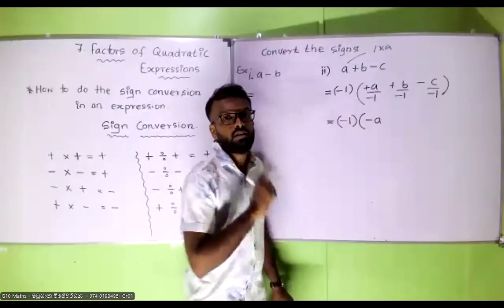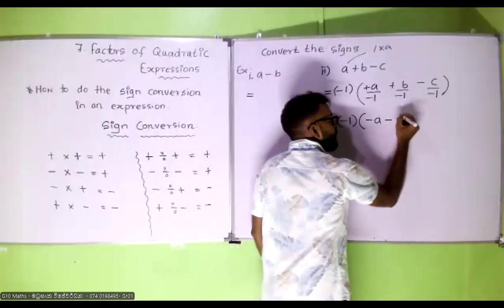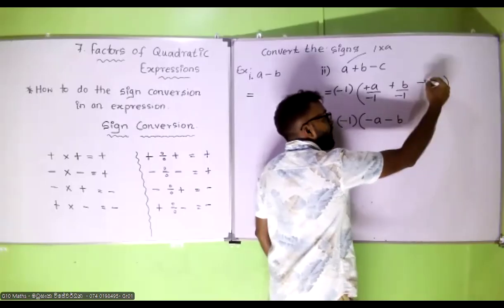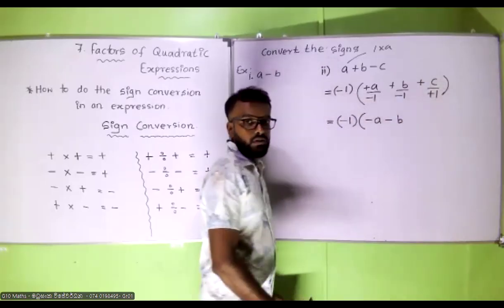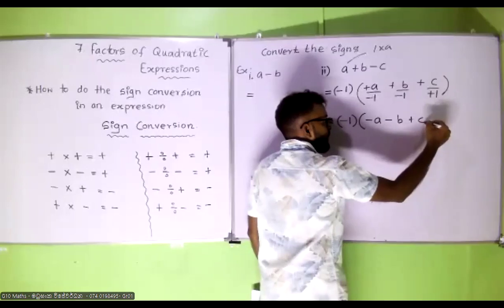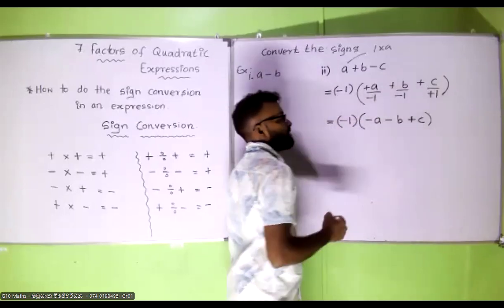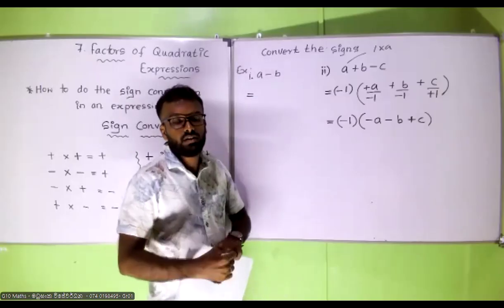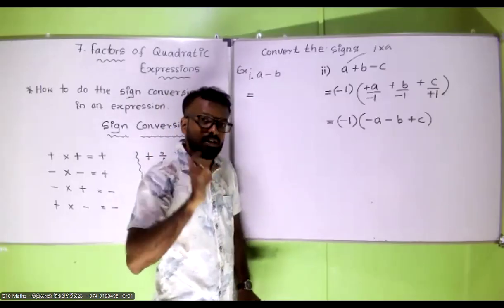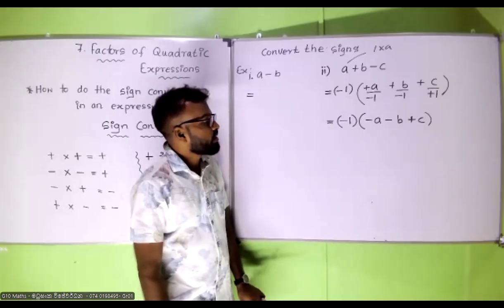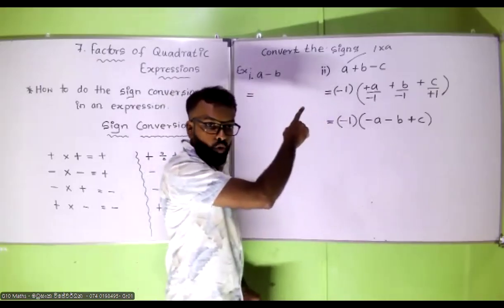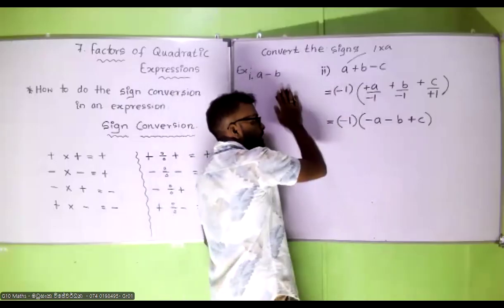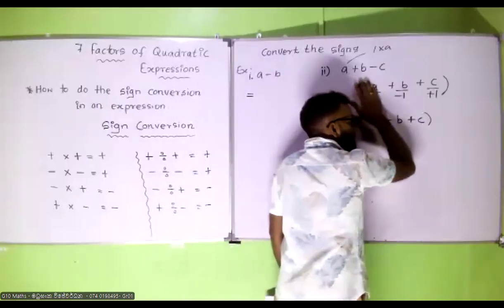Positive divided by negative, the sign is negative: B. Negative divided by negative is positive: positive C. So this is it. This is how we are going to do the sign conversion. If you want, you can write this step out, but actually there is no need for it.